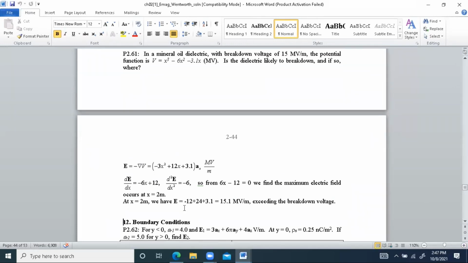So here's the problem. For y less than 0, epsilon R1 is that, E1 is that. And at y equals 0, rho s is that. If epsilon R2 is that for y greater than 0, find E2. Let me see you try that.